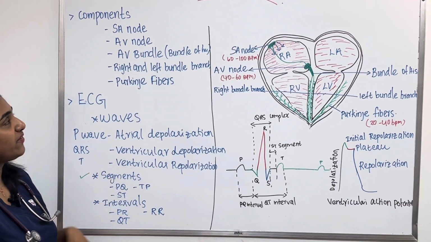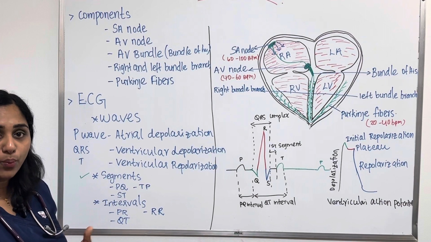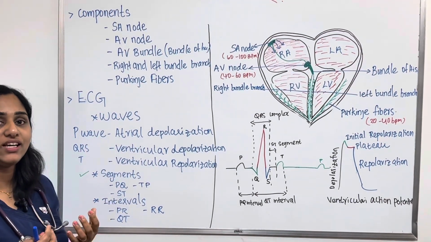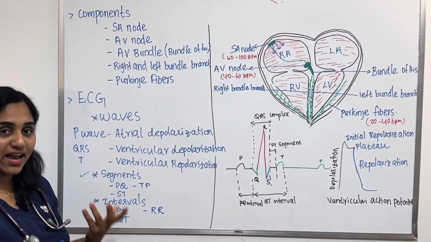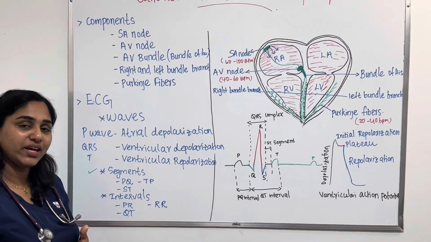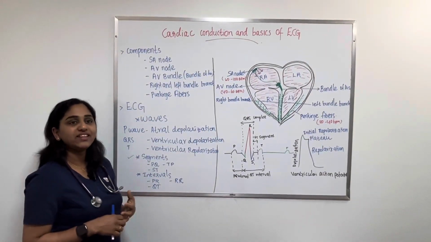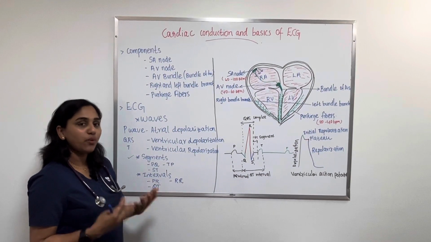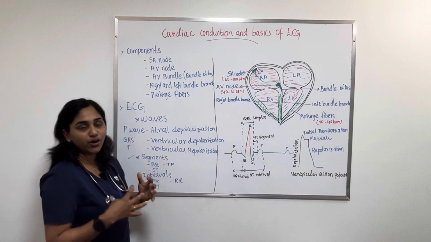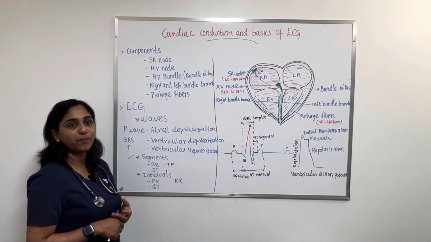So far we discussed the cardiac conduction system, its main components and the ECG. In the ECG, we have seen the waves, segments and intervals. So in the next class we are going to see more about how we can determine the heart rate, and more about the ECG. I hope you guys got an overall idea about the cardiac conduction and the basic information about the ECG.